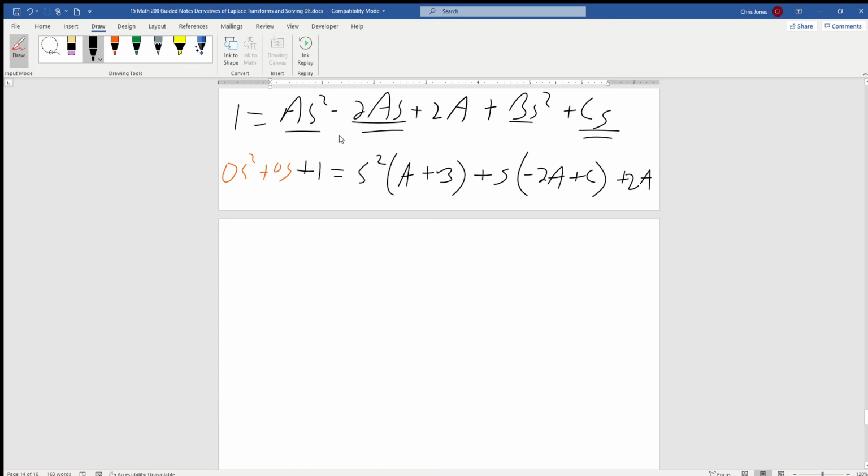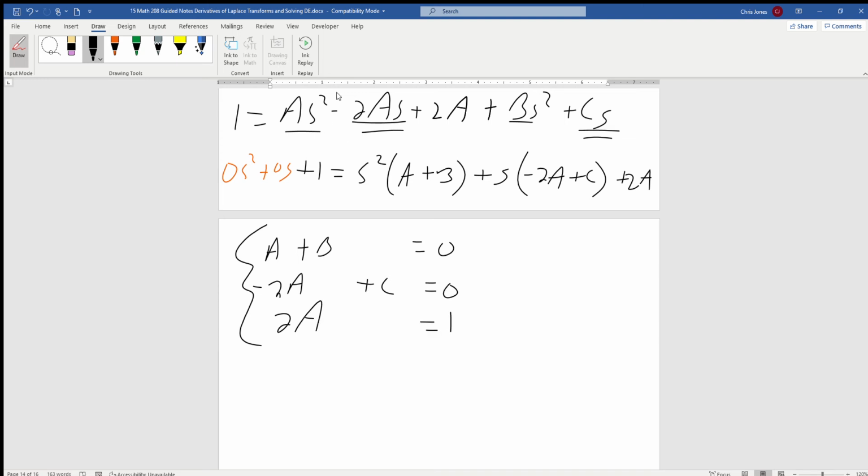And what does our system become? Pretty easy, actually. All right, so if we get to our system, we're going to wind up with A plus B is equal to 0. We're going to end up with minus 2A plus C is equal to 0. And then we're also going to end up with 2A equals 1. And that makes this a really easy system because now we already have what A is: a half. Just seems like we keep getting a halves for all of these.